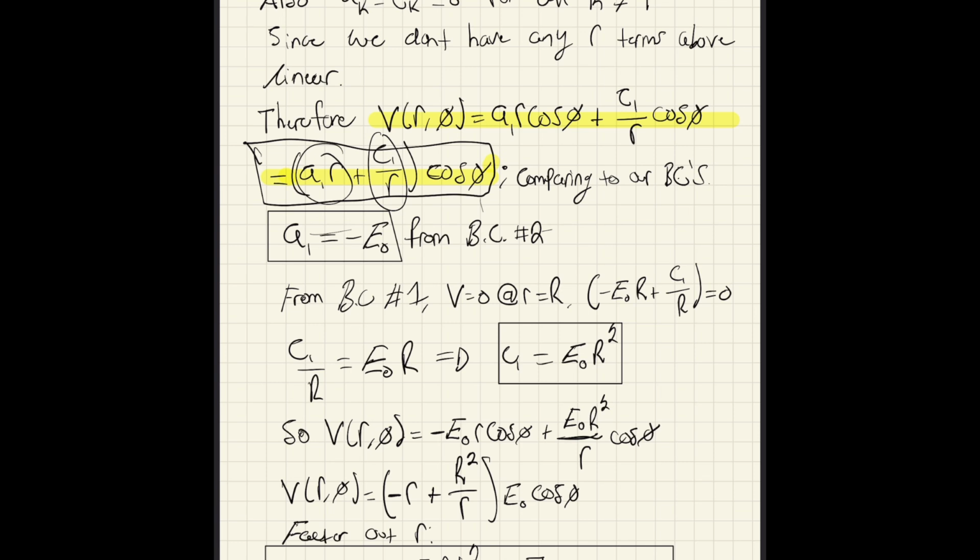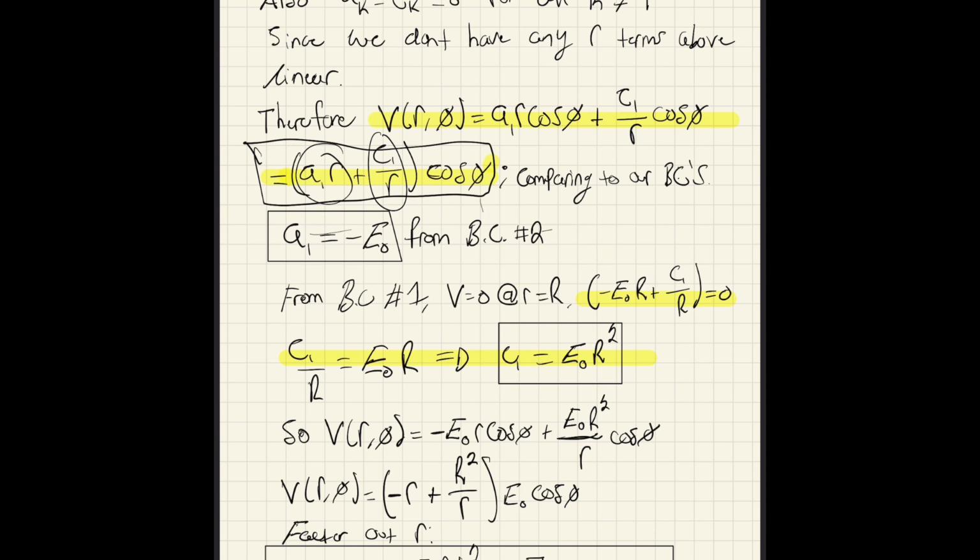So we can set that to 0, and given that a1 is minus E naught, we can write that as minus E naught capital R plus c1 over capital R equals 0. Then just solving for c1, doing some simple algebra, you get that c1 is equal to E naught capital R squared. I boxed that one in just to keep track of it.